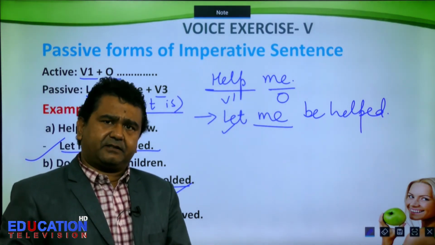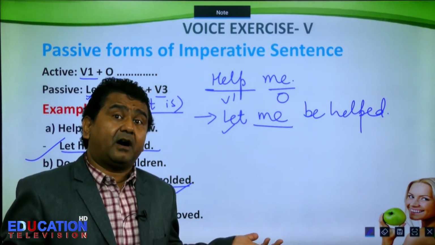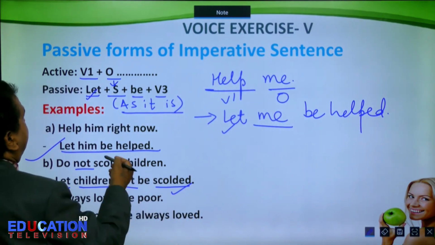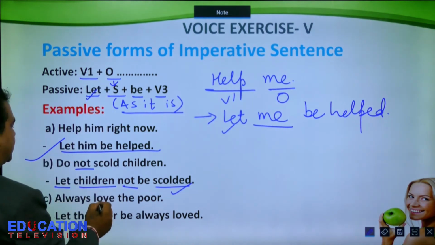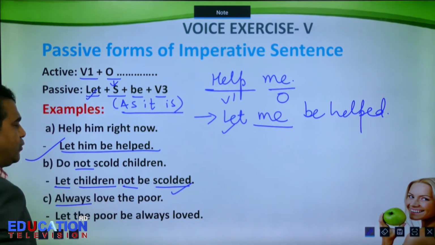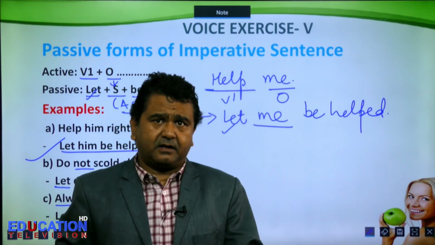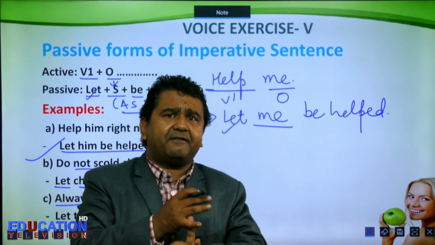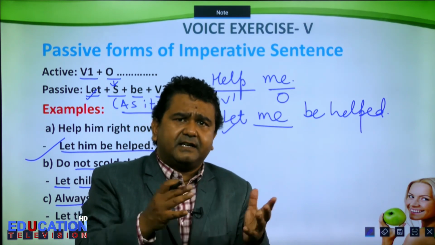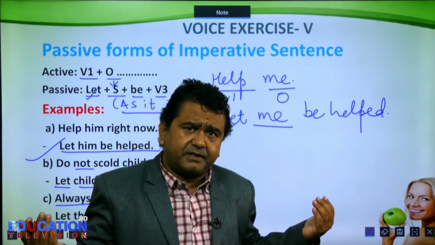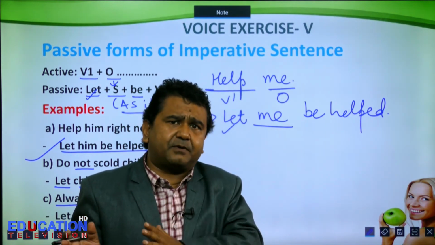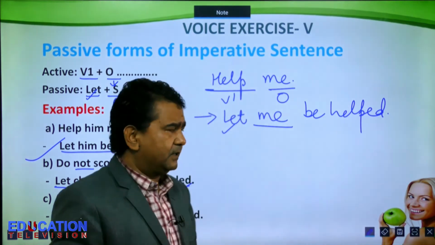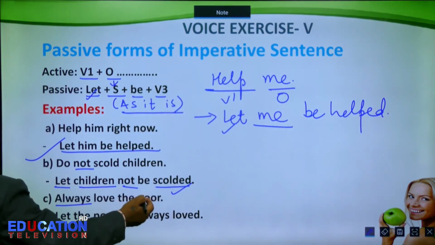If there is an adverb, how to do it? Like this: Always love the poor. Here the sentence doesn't start with V1, it starts with the adverbial "always". Where to put the adverbial? After the be verb, before the main verb. Always, never, sometimes, often, etc. These are frequency adverbs, and they should be placed after the be verb, before the main verb. So, always love the poor.